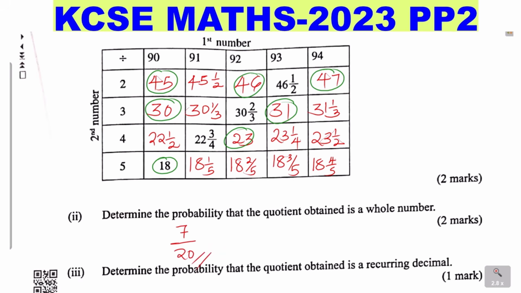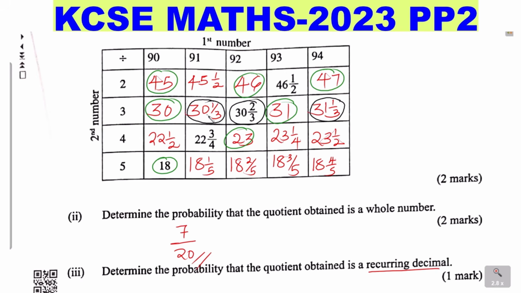Then part 2, determine the probability that the quotient obtained is a recurring decimal. So let's identify the recurring decimals. The first recurring decimal is here, 30 and a third. Then there is 30 and 2/3. Then 31 and a third. And I think those are the only recurring decimals. So there are three.